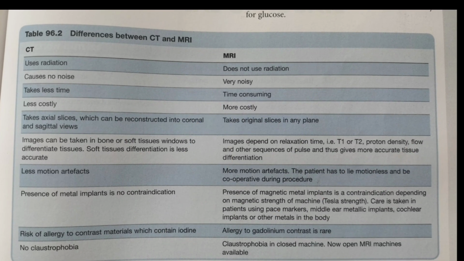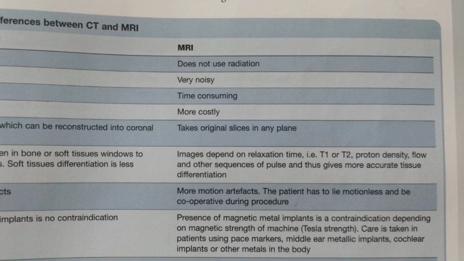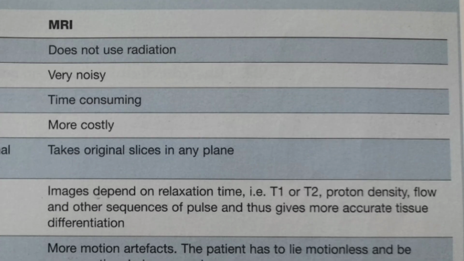Next, the higher the magnetic field created by the machine, the better the images. MRI does not use radiation. It is very noisy, time consuming, and more costly. It takes images in any plane. It can be T1 weighted or T2 weighted.